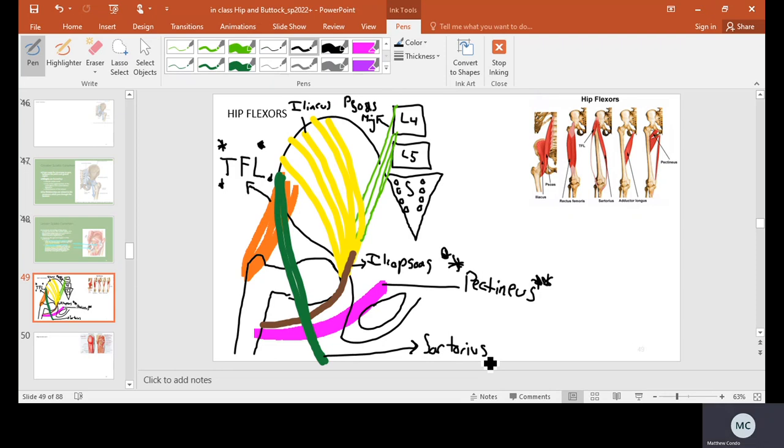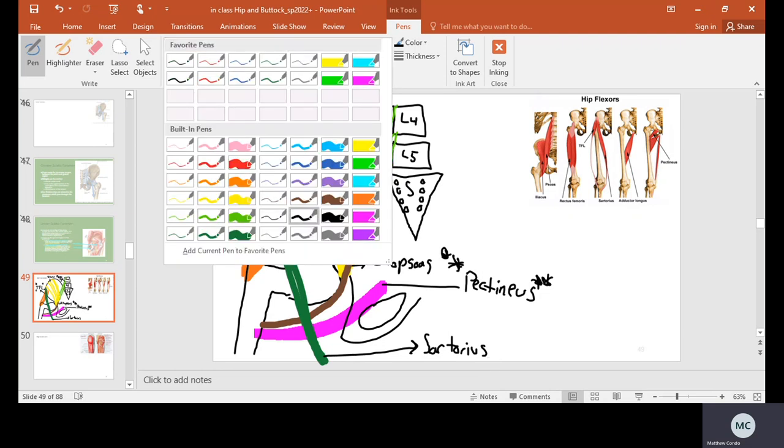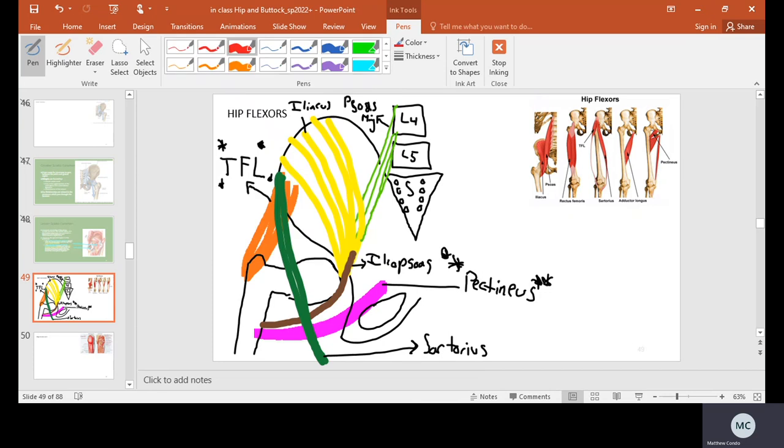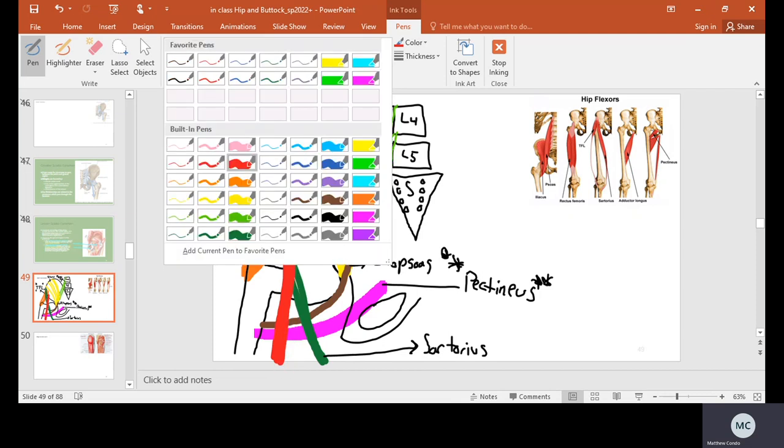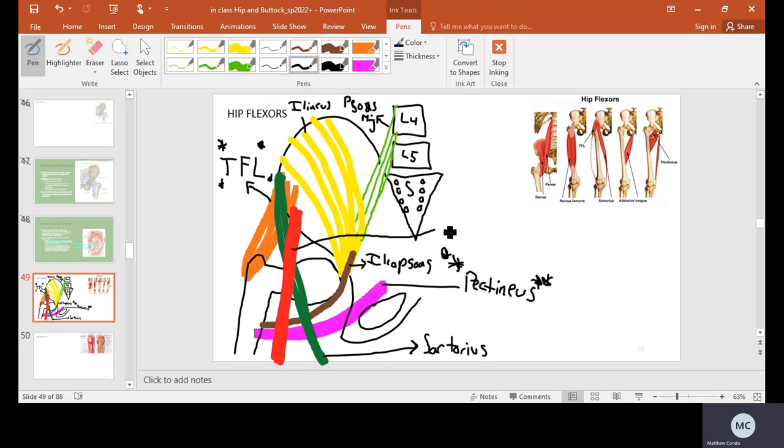The other big hip flexor we're going to see is one of our four quadriceps muscles. This muscle is going to come off of the AIIS, and it's going to be the long, straight muscle of the femoral region, or the thigh. This guy is going to be called rectus femoris. Also going to put a couple asterisks next to this one as well.